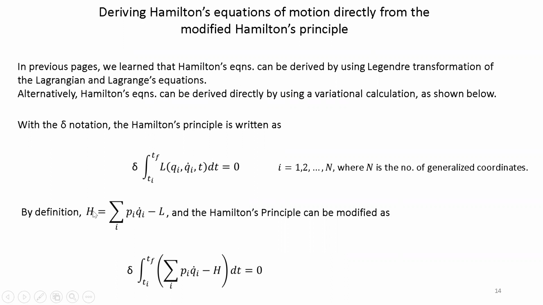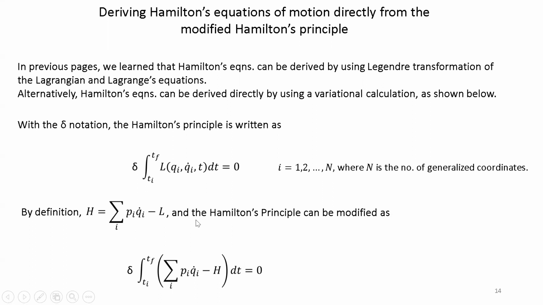Now we define this Hamiltonian function as this. Right. So then this is equivalent to this. These two should be equivalent, because I'm just rewriting the L. Because H is equal to this sum minus L, that's why L is equal to this sum minus H. So this is where we start.